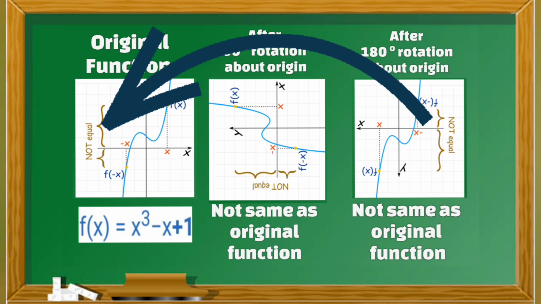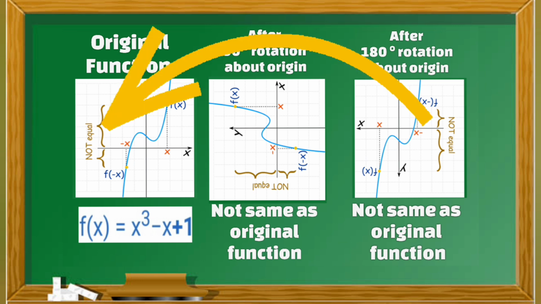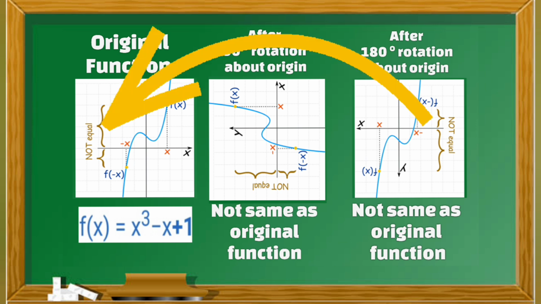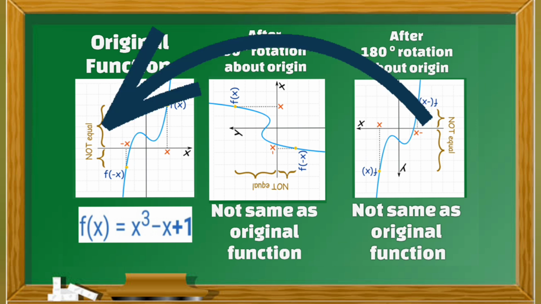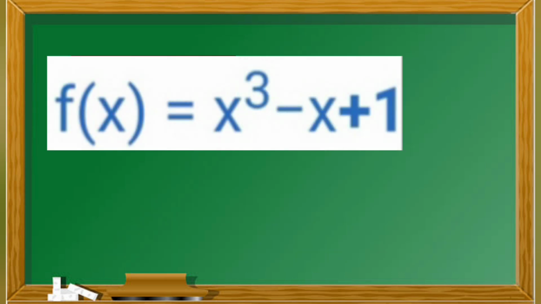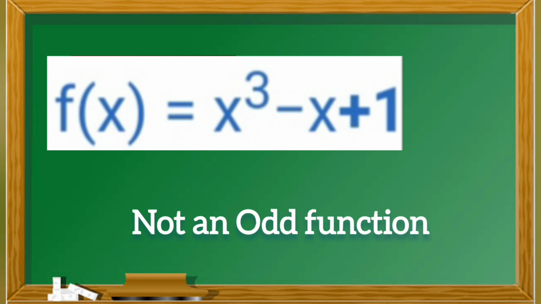That is, the graph of the function f of x equals x cube minus x plus 1 is not symmetric about the origin. Also, we can see that this graph is not at an identical length from the origin taken in the opposite directions. Therefore, this function f of x equals x cube minus x plus 1 is not an odd function.